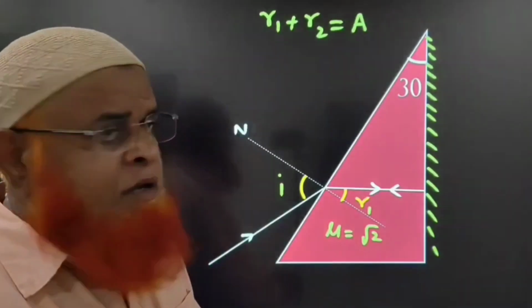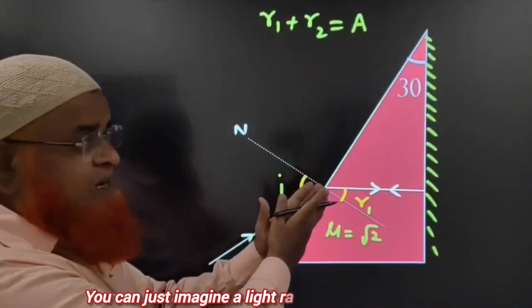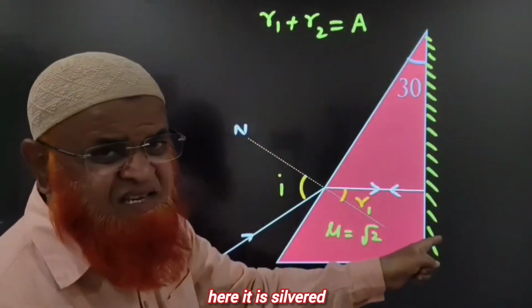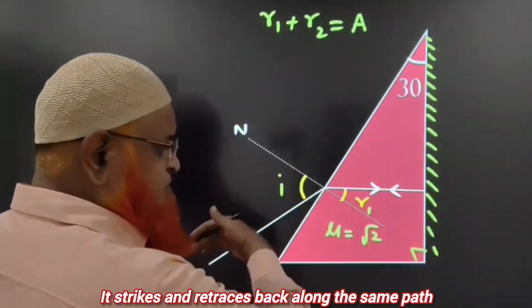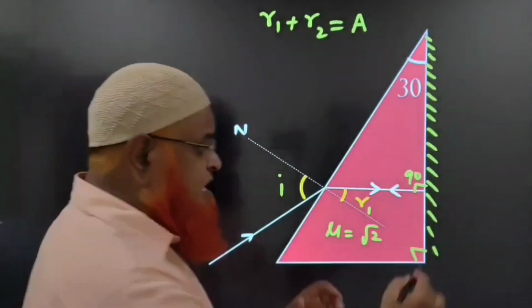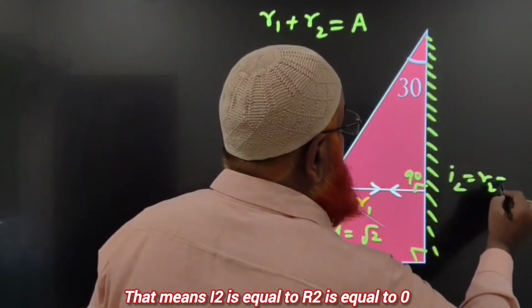I've got a prism. You can just imagine a light ray enters into the right-angled prism, making 90 degrees. It strikes the other end, which is silvered, and retraces back along the same path. That means it is striking at exactly 90 degrees. What does it mean here? That means i2 is equal to r2 is equal to 0.